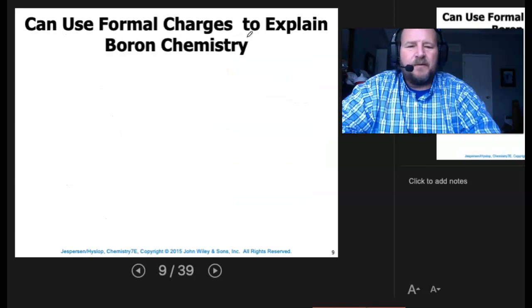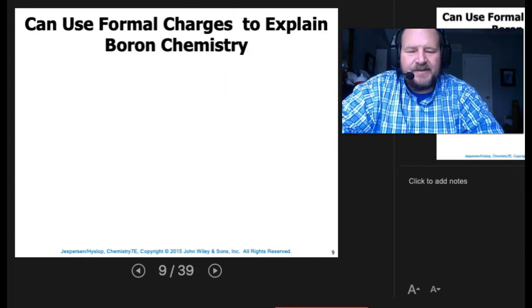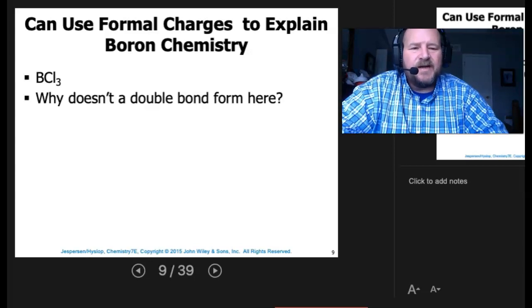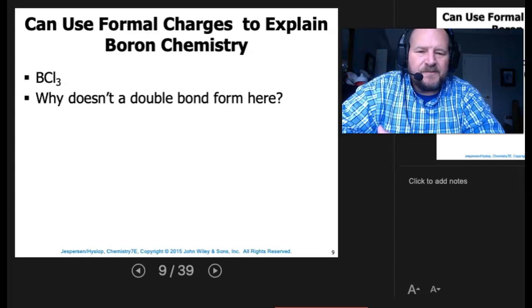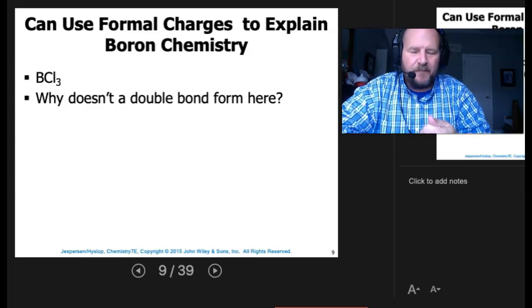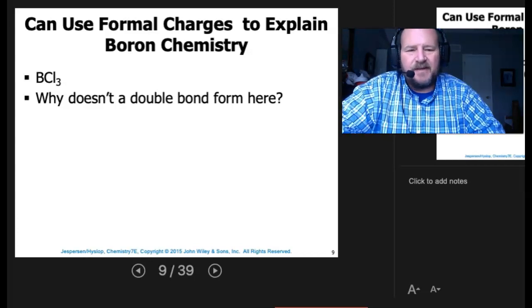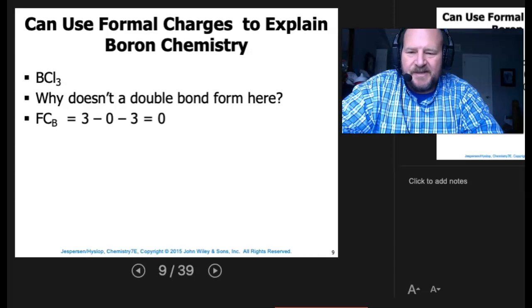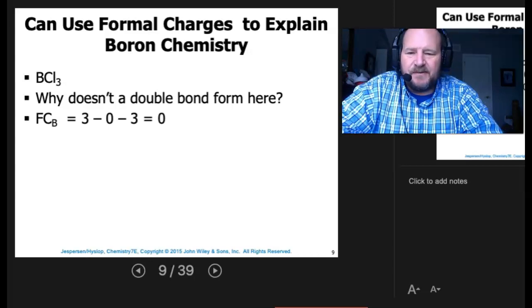All right. Now we can take formal charges one step further and use that to explain boron chemistry. So boron, we saw, could be deficient. So let's take a look with formal charge. So BCl3, why doesn't a double bond form here? Now we said earlier it was because the chlorine is a terminal atom. It only has 1 electron that it wants to receive. It got that from the boron and doesn't want to do anything else. That's partially true, but let's take a look at it from the perspective of the boron. The formal charge for boron in this case would equal 3 minus 0 minus 3. So it has no lone pairs, and it's using 3 electrons in the single bonds.